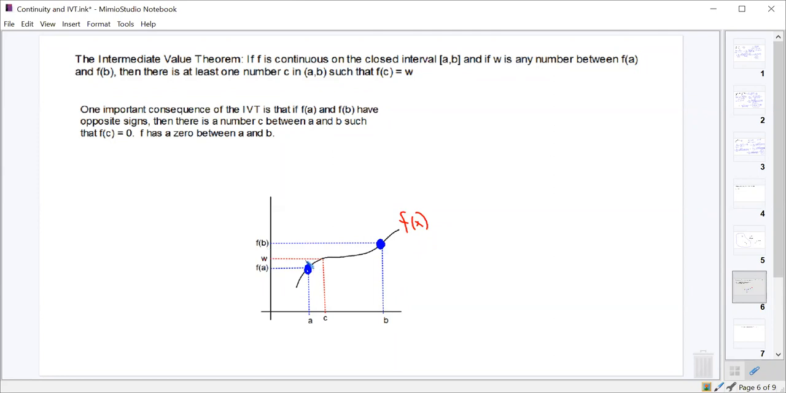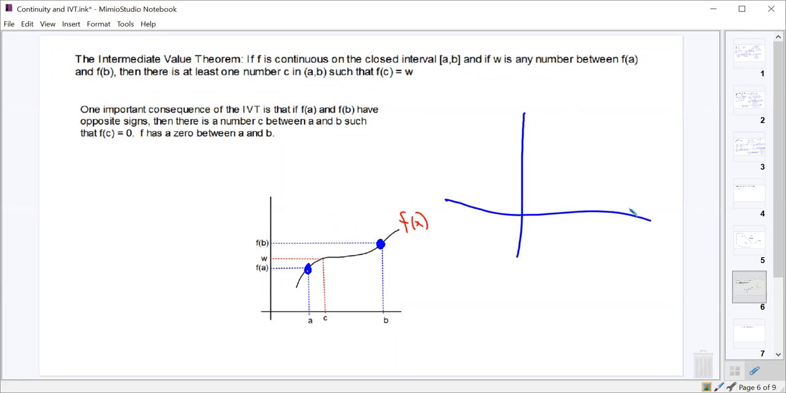I might hit some of those y values more than once, right? I could do that. Perfectly okay. But still, for every y value between f of A and f of B, I still can get it from some number between A and B. Good or no? Good. All right. I like to hear that.